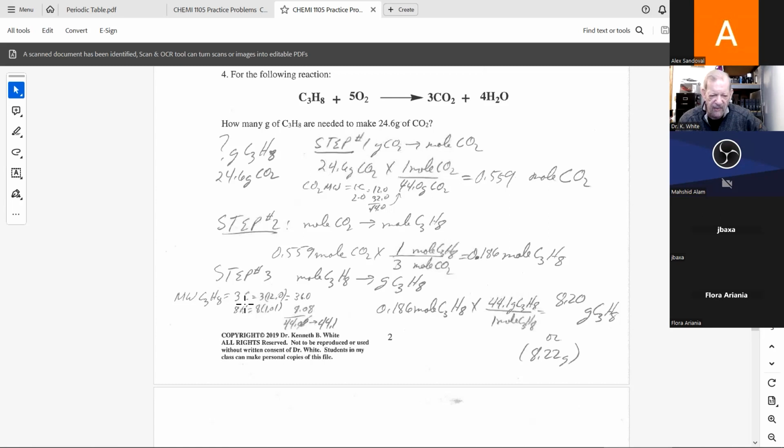You have 3 carbons, 8 hydrogens. Each carbon to 3 significant figures has atomic weight of 12.0. Each hydrogen to 3 significant figures, you get that from the periodic table, has 1.01. Do the multiplication, add it up, you get 44.08. Remember, for addition, you keep the same number of significant figures to the right of the decimal as the number that has the fewest significant figures to the right of the decimal.